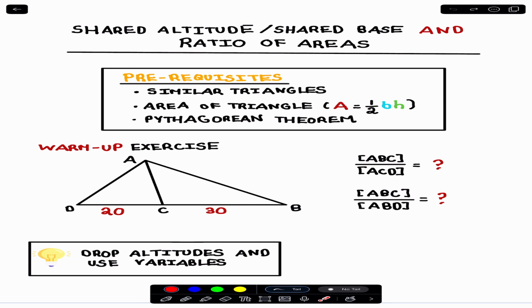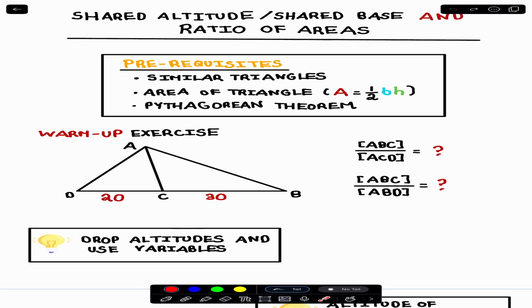A couple of things we need to get out of the way before we start though. There are a few prerequisites before this, so if you don't know much about similar triangles, the fact that the area of a triangle is equal to half times base times height, and if you don't have some general knowledge on the Pythagorean theorem, it could be a little harder to follow with this video, so you might want to check my videos on these three first.